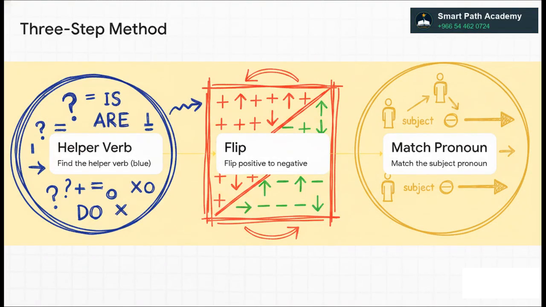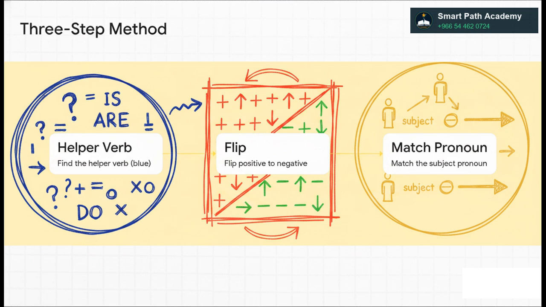Here's a foolproof visual guide to get it right every single time. Step 1, highlighted in blue. Just find the helper verb, words like is, are, to do. Step 2, in red and green, you flip it. If it's positive, change it to negative. If it's negative, flip it to positive.